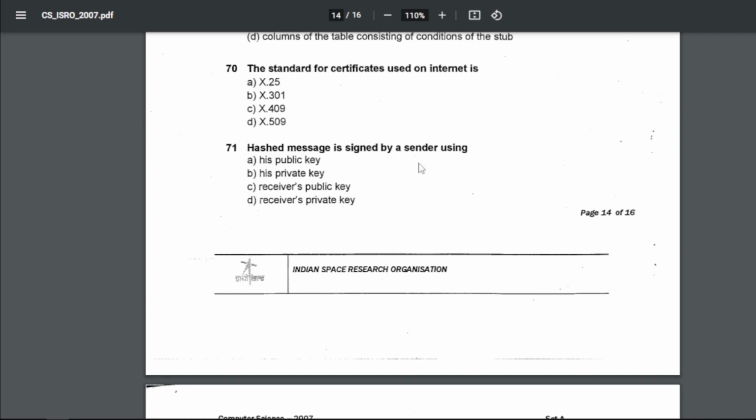The standard for certificates used on the internet is X509. So X509 is the standard for certificates used in the internet.